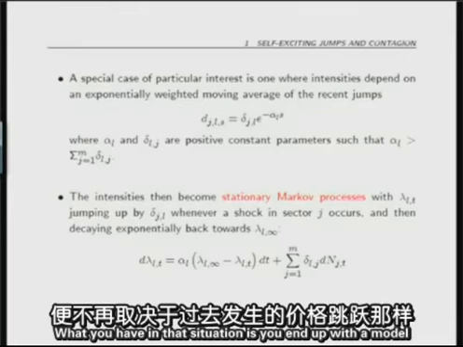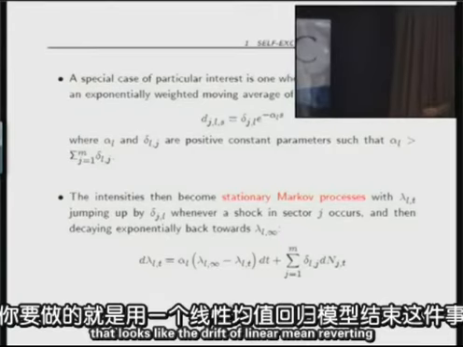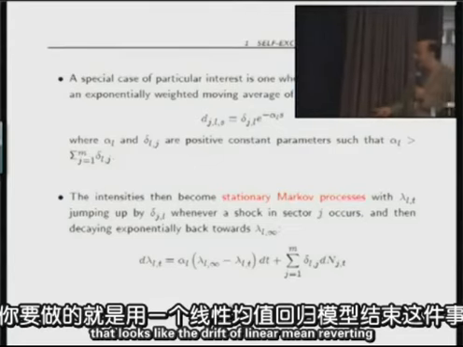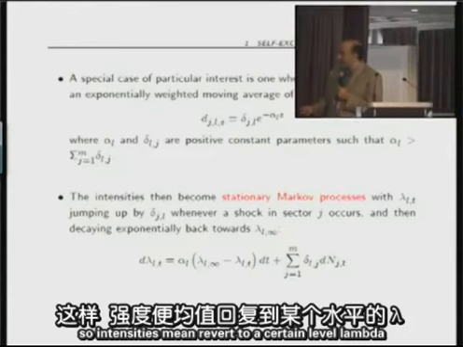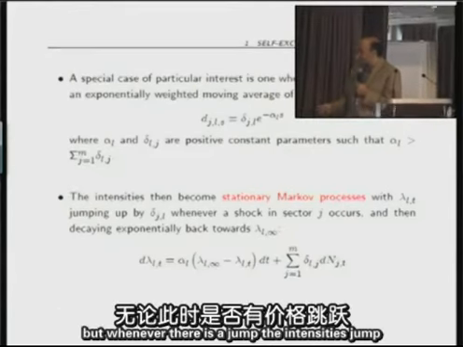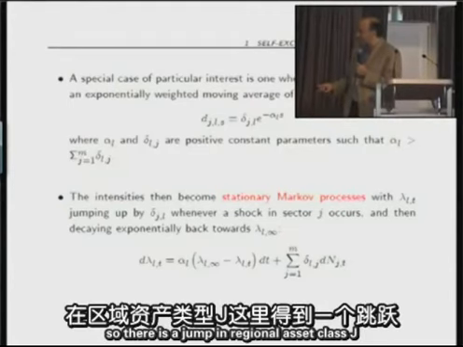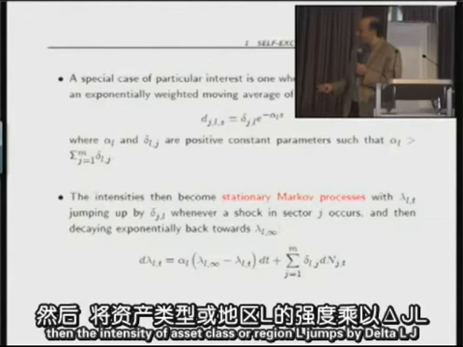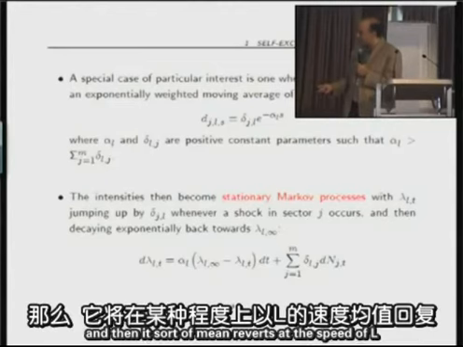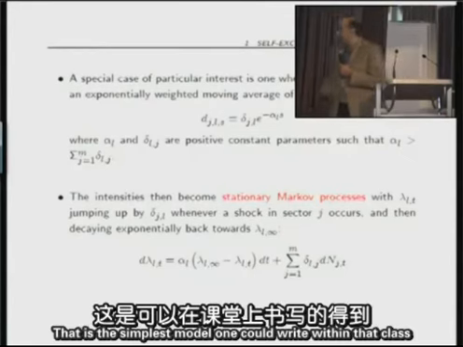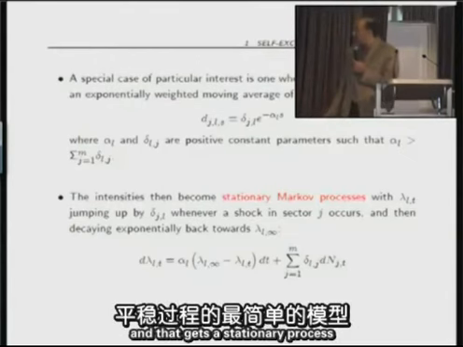And what you end up with in that situation is a model that looks like the drift of an Ornstein-Uhlenbeck process. So it looks like basically a linear mean-reverting drift. So intensities mean-revert to a certain level lambda, but whenever there is a jump, intensities jump by what is now a constant parameter, delta JL. So if there's a jump in region or asset class J, then the intensity of asset class or region L jumps by delta LJ, and then it mean reverts at a speed alpha L. And that's probably the simplest model one could write within that class, and it gets a stationary process.